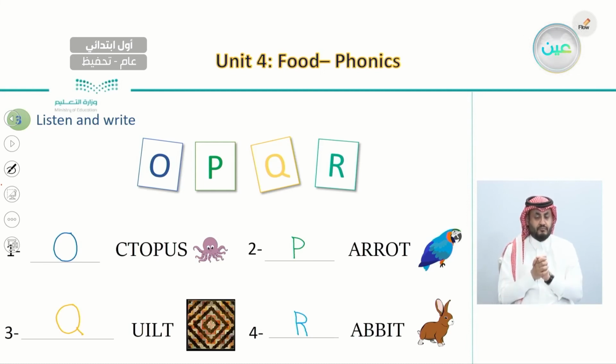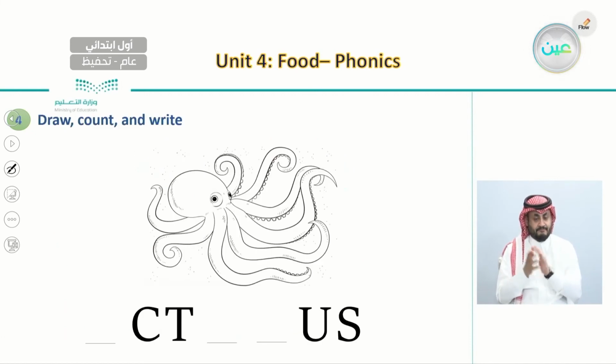The first one is O from octopus. The second one is P from parrot. The third one is Q from quilt. And the fourth one is R from rabbit. Now, let us move on to the second exciting exercise, which has three things. We're going to draw, we're going to count, and also we're going to write.